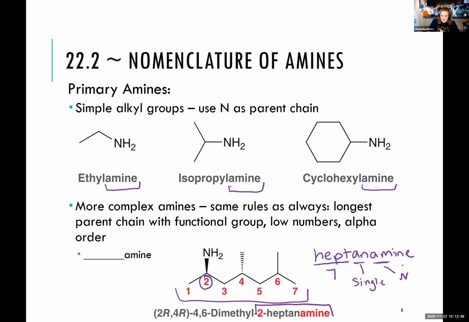Same rules as always. We want to have the longest parent chain that contains the functional group, lowest numbers. If we have a functional group like an amine, it gets the lowest number automatically, regardless of, well, I should be careful how I say that. The highest priority functional group gets the lowest number possible, regardless of what just regular substituents are on the chain or the ring, and regardless of where they're at. And then we just attach everything in alphabetical order as we name it.